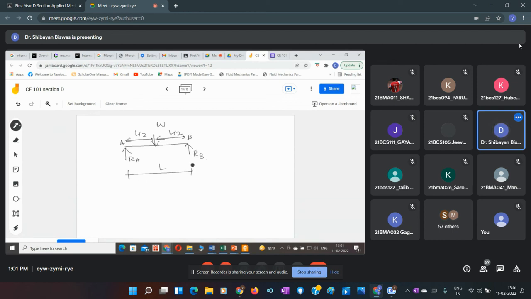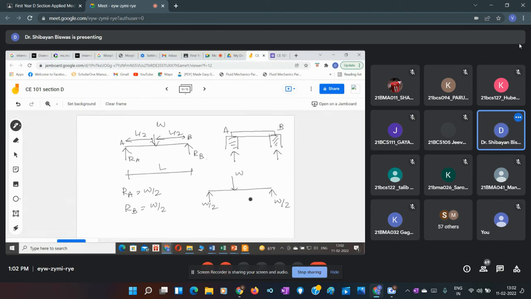So what will be these reaction forces? Any idea? The load is acting at the center of the length L. Two reaction forces are coming because in the first slide we drew this simply supported beam, so this support gives a reaction and that support gives a reaction. What will be these reaction forces? W by 2, very good. So RA will be equal to W by 2, RB will be equal to W by 2. Now this is W, this is W by 2 and this is W by 2. These are all the reactions and external forces.